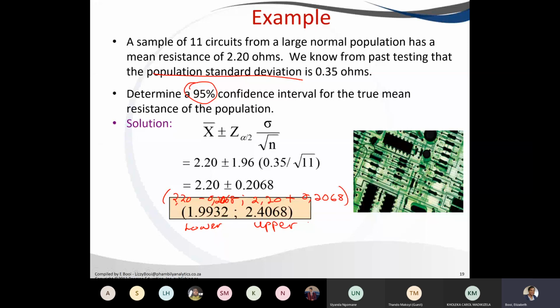Sometimes in the exam, they might ask you to calculate only the upper side. So it means you just do the addition. If they ask you for the lower side, you just do the negative side. And that's it. And that's how you find the confidence intervals.